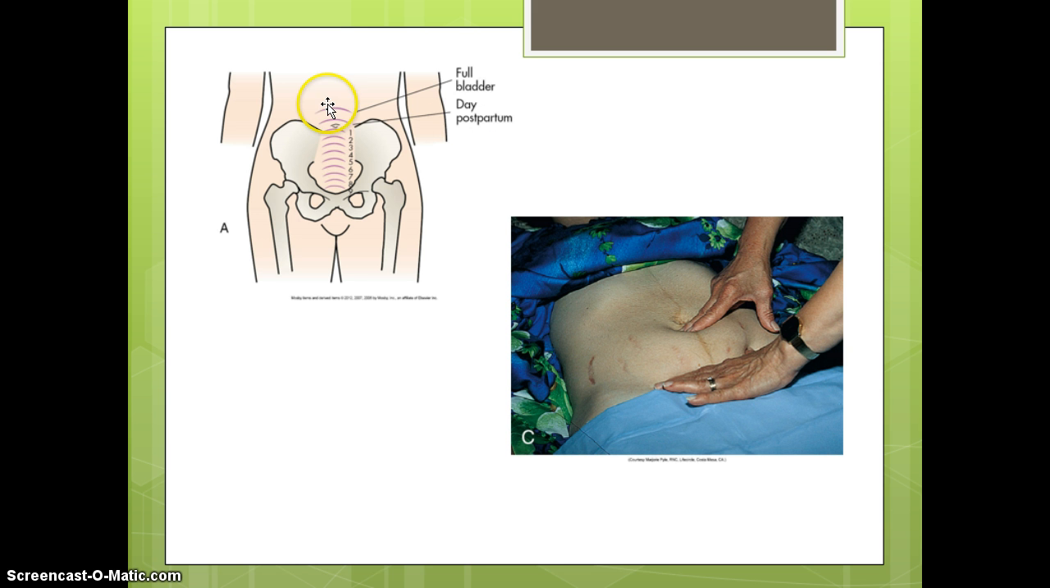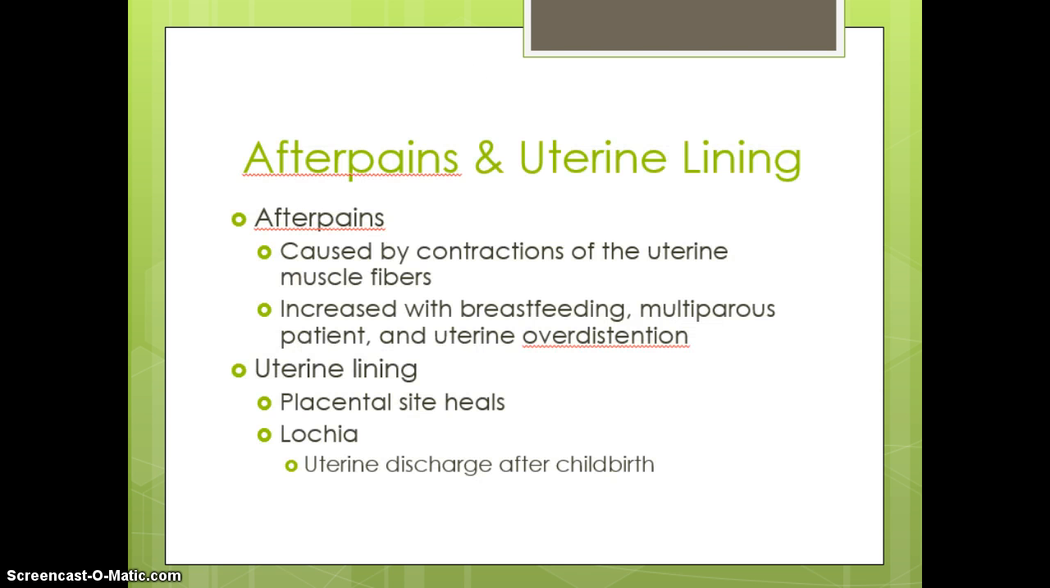You can see her umbilicus sits right here, and then there's 2 finger widths below that. If a woman does have a full bladder, again, just have her use the restroom. After pains are really reflective of kind of like uterine cramps, kind of like cramping that a woman would experience with her menses. And so after pains are contractions of those uterine fibers or uterine muscles.